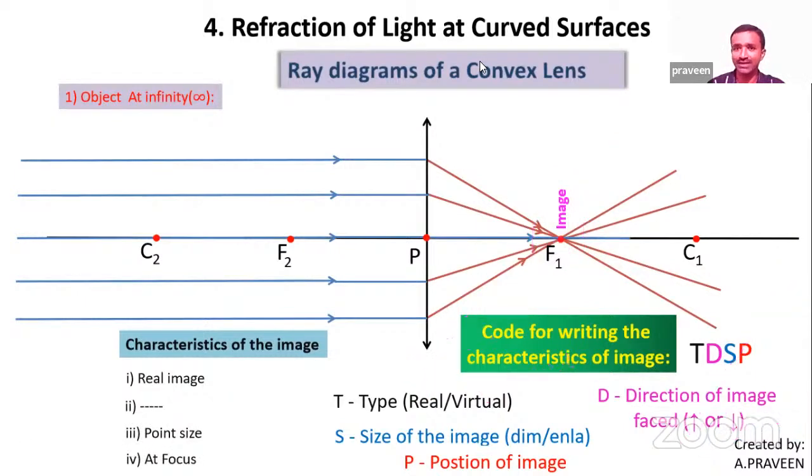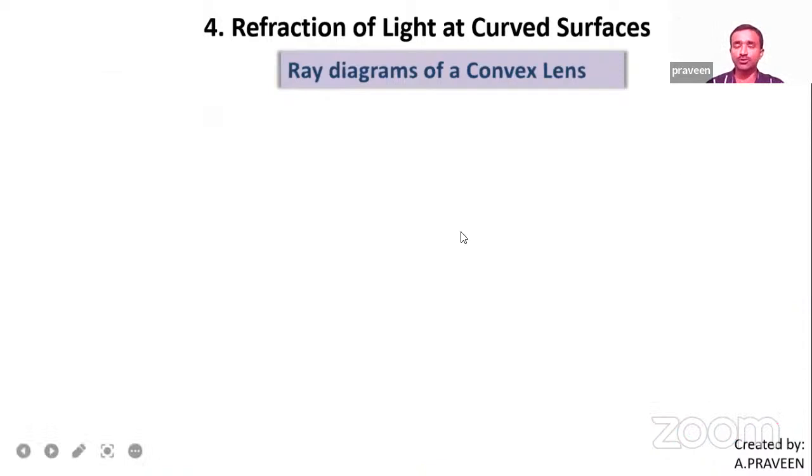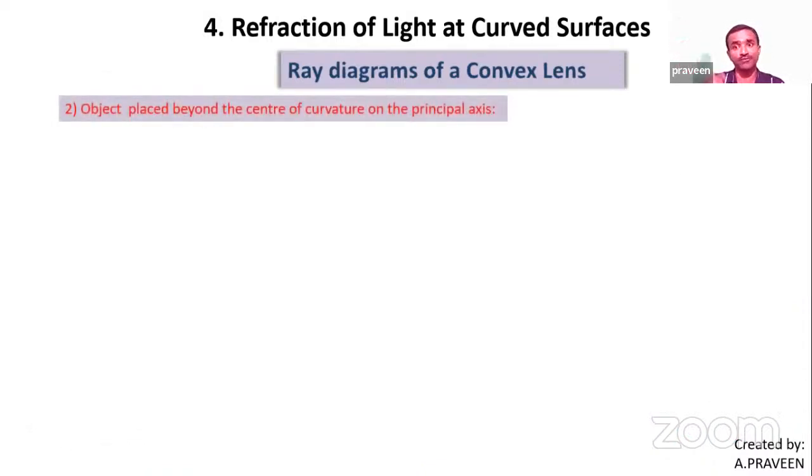Then we will go for the next position. The next position is, I'm coming from infinity distance, so beyond the center, that is beyond C2. The object we are representing is beyond C2. So for that also, I'll give you one simple logic for obtaining the image, a very easy concept. So that is simple.